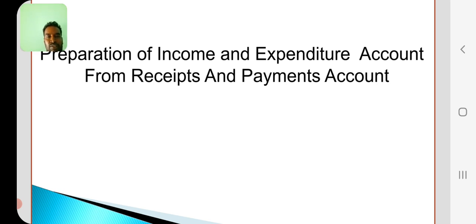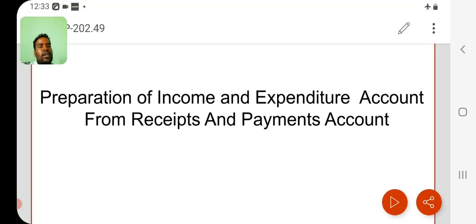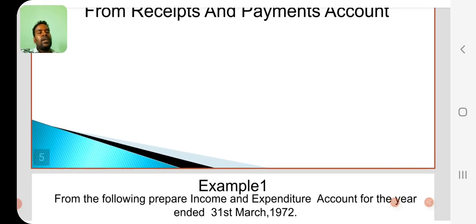The income and expenditure account does not start with opening and closing balances. It should take only the current financial year's revenue items. Like that you may prepare the income and expenditure account. Okay, thank you.